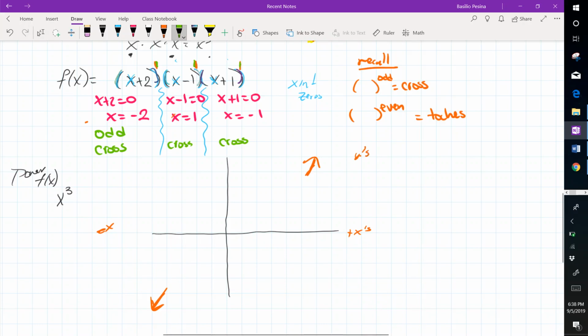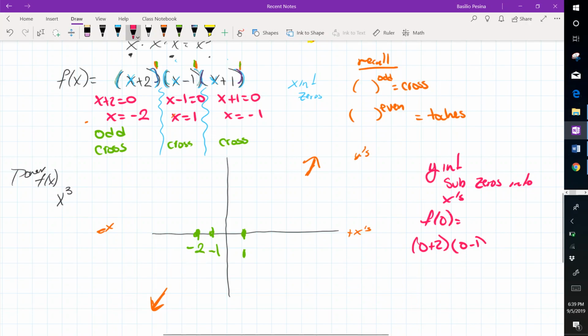Okay, cool. So now let's use our zeros. We have a zero at x equals negative 2, at negative 1, and at 1. At all these points, the graph meets the x-axis. But what happens at the y-axis? That's very important information. To find the y-intercept, I substitute 0 into x, pretty much evaluating the function at x equals 0. So I write 0 plus 2, 0 minus 1, and 0 plus 1. So 2 times negative 1 times 1 gives me negative 2. Here I have a y-intercept at (0, negative 2). When my x is 0, my y is negative 2.